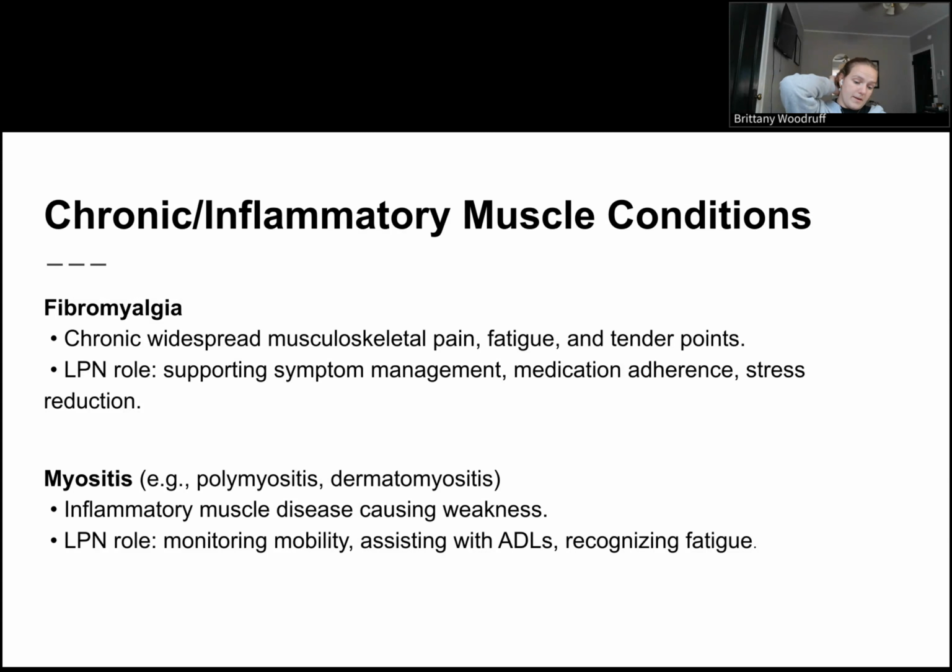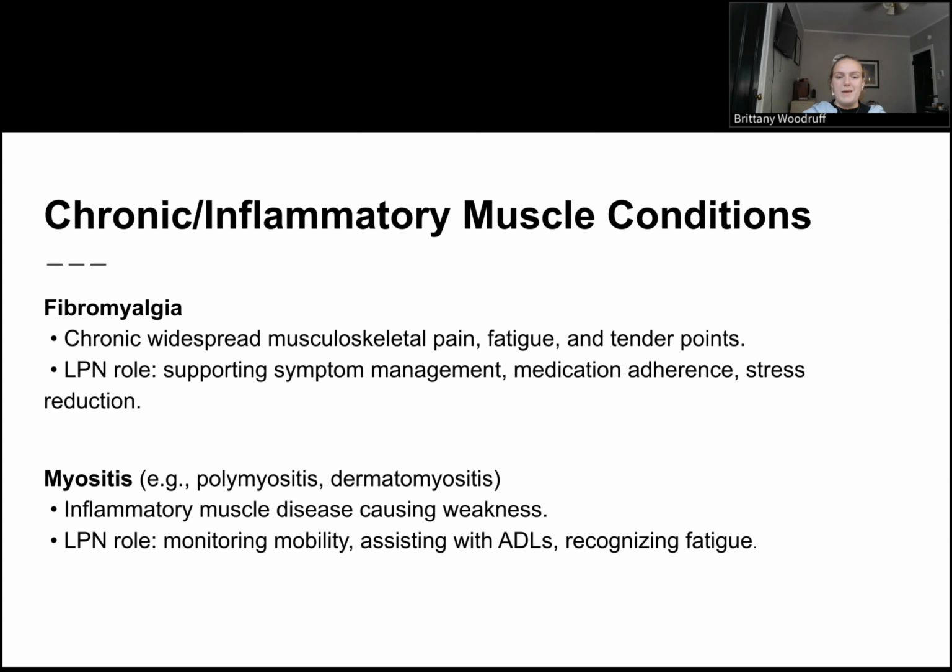Next, we have chronic and inflammatory muscle conditions. So firstly, you have fibromyalgia. I do not believe fibromyalgia has a cure. I think it's really just symptom management. Like, I feel like I see a lot of medications meant to treat fibromyalgia pain. But basically, fibromyalgia pain is chronic, widespread musculoskeletal pain, fatigue, and tender points. So they have these tender points in their necks, above their thighs, where if you push on them, it causes a lot of pain. Okay.